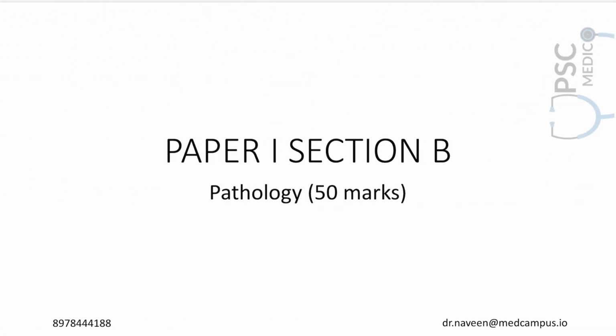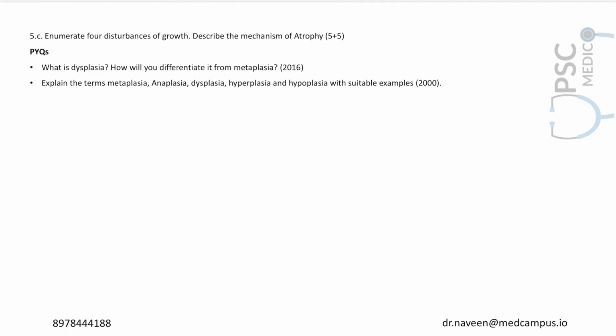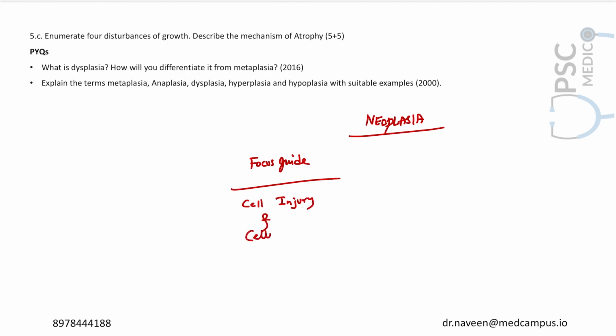Now let's quickly get into paper 1 section B, that is pathology. Pathology weightage was 50 marks. Now you need to understand that in the syllabus they did mention neoplasia. In the older focus guide which I gave you in the first and second edition, I did include another topic, that is cell injury and cellular adaptations.